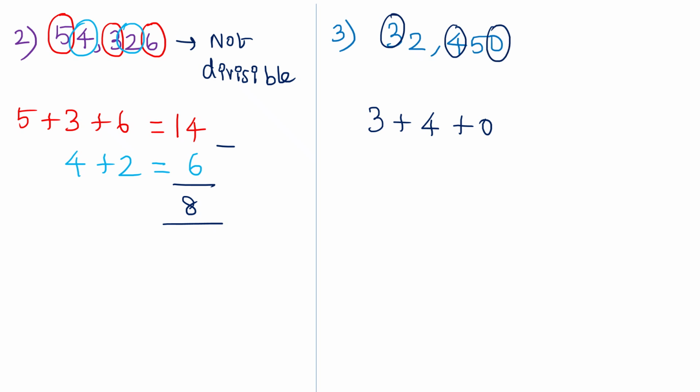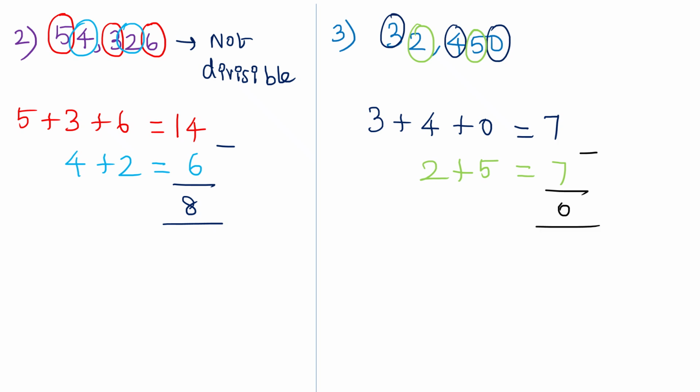Then the remaining numbers. What do you have as the remaining numbers here? 2 and 5, which are alternative. So when I add, I'll get 7 here, and here it is also 7. If I am finding the difference, it is 0.